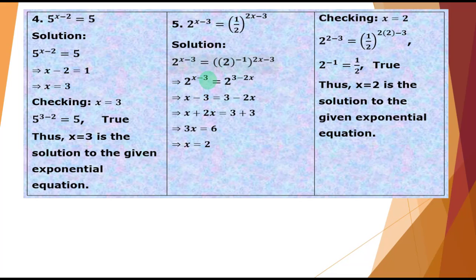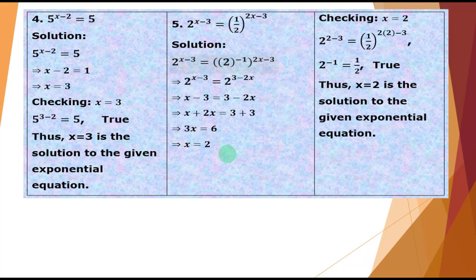Here, we can simplify this. This is a little bit complicated, so let us simplify. 2 raised to negative 1 times negative 3, that becomes 3. Then, negative 1 times 2x, that becomes negative 2x. They have the same base, so we can equate x minus 3 equals 3 minus 2x. Collecting all the x's on this side, 3x. Then collecting all the constants on the right-hand side becomes 6.